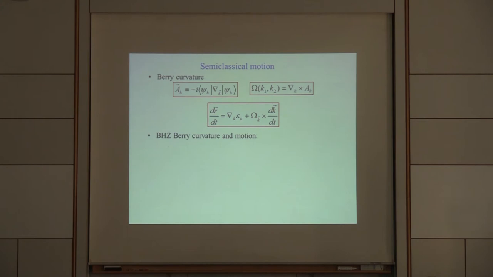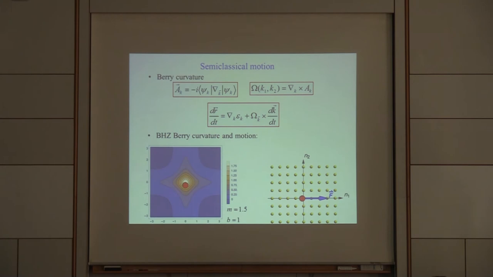So now if I want to think about the motion in a band due to this equation of motion, you need to think about the map of Berry curvature as a function of momentum in x, momentum in y. This is an example of the Berry curvature map for a non-topological phase. This is with m equals 4, while each of the b's is 1. This is an example of a topological phase where m is 1.5, the b's are 1, so the ratio of m to 2b is less than 1.